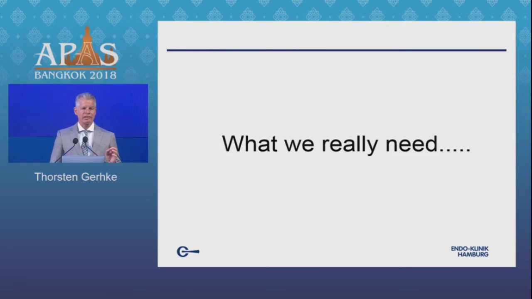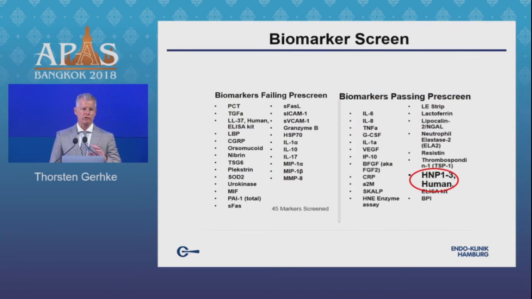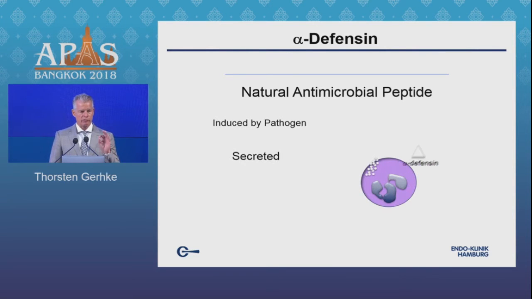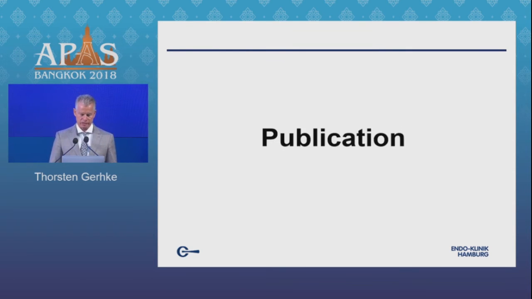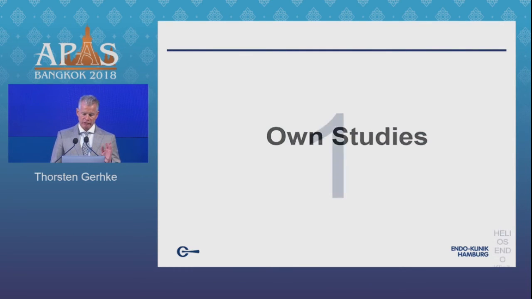So what we really needed probably are biomarkers to detect, like a pregnancy test or cardiac troponin test, a periprosthetic joint infection. And during the last years, especially in Philadelphia, they tested a lot of them, and they found out that alpha-defensin probably is one of the best tests because it's a natural antimicrobial peptide which is induced by the pathogen. The neutrophil is secreting alpha-defensin, which kills the pathogen. A lot of publications came out with very good results about alpha-defensin.